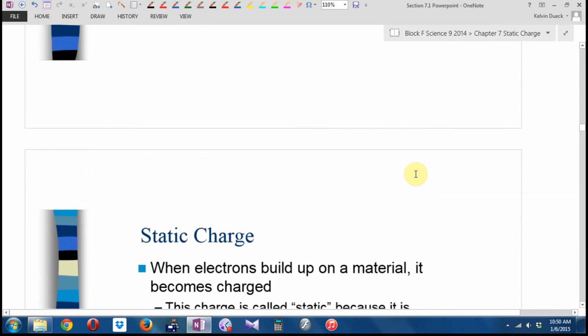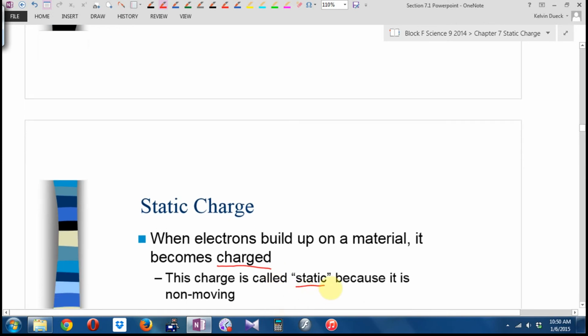Static charge. Here is the key idea. When electrons build up on a material, it becomes, the word we use for it is charged. This charge is called static because it's not moving. If we want it to move, we have to send it through metal wires. But static charge means you've got a bunch of electrons all clumped up and they're stuck there, but they want to go somewhere. Why do they want to go somewhere? Because they repel each other.